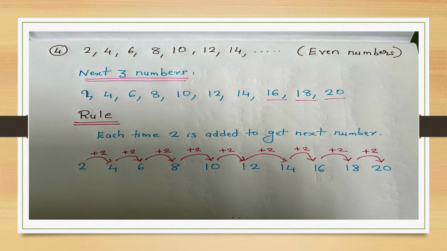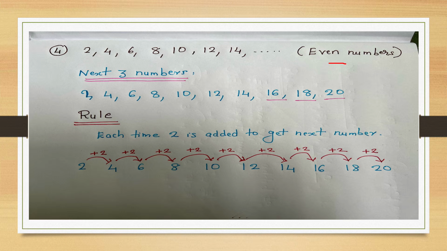We will see the next question. 2, 4, 6, 8, 10, 12, 14, etc. So, this is a sequence of even numbers. Even numbers, numbers ending with the digit 0, 2, 4, 6, 8. They are even numbers. Then, what is the rule used here?